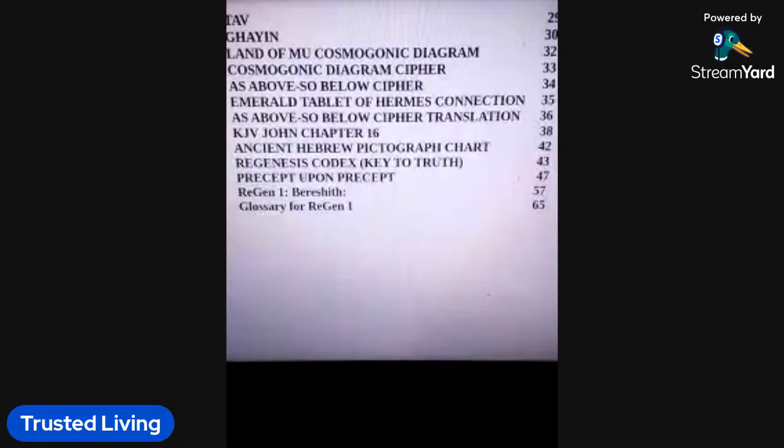So I'll continue on here. The next part of the book is on page 32, the Land of Mu cosmogonic diagram. You'll also get to see an image of that. The cosmogonic diagram cipher. As above, so below cipher. Emerald tablet of Hermes connection. I'll show you the connection to the emerald tablets of Hermes Trismegistus.